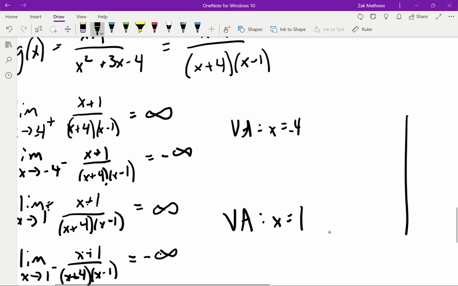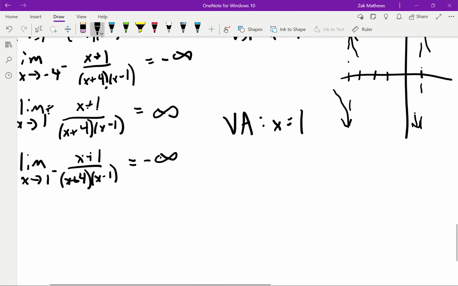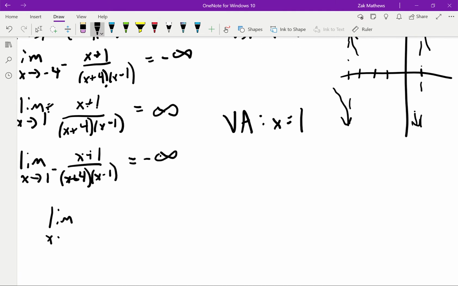So we can do our graph at 1. We know that from the right, that was positive, so it's going up there. From the left, it's going down. And then at -4, from the right, we know that it's going up, and it's going down to the left. Then maybe I want to find my horizontal asymptote as well, so I'm going to take the limit as x goes to infinity of x plus 1 over x plus 4 times x minus 1. So that's going to 0.